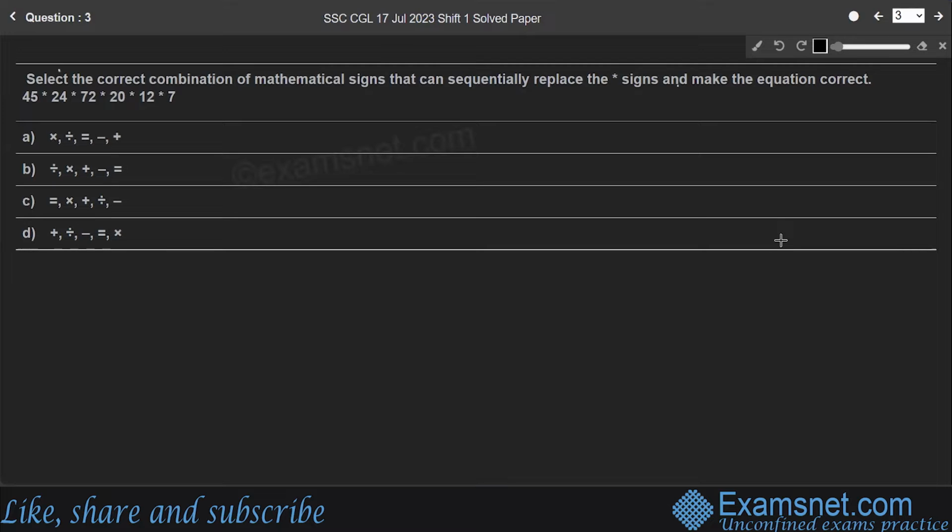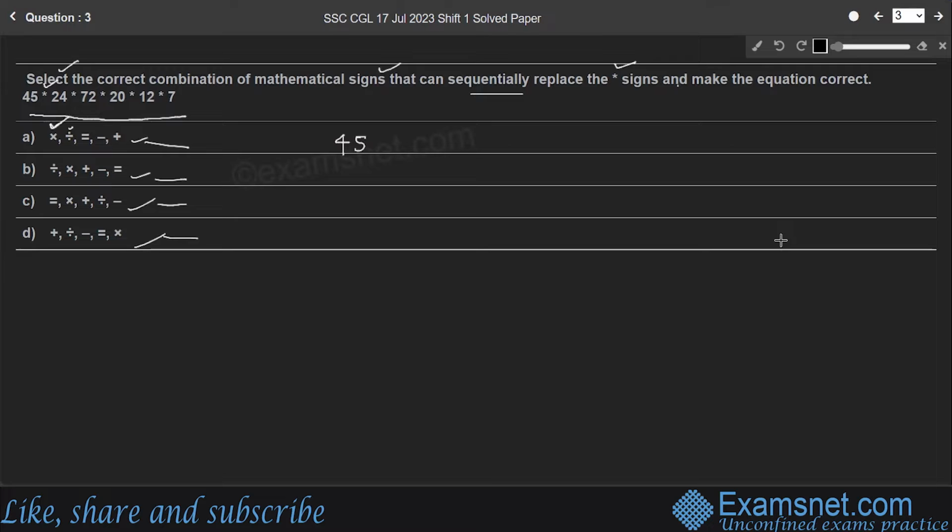Question number 3. Select the correct combination of mathematical signs that can sequentially replace the asterisk signs and make the equation correct. Among the 4 options, we need to decide which is correct. That means in place of the asterisks, we need to place the respective signs which are given. So according to option A, let us start with the expression 45 asterisk 24.